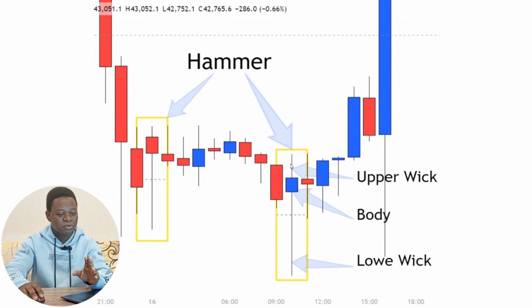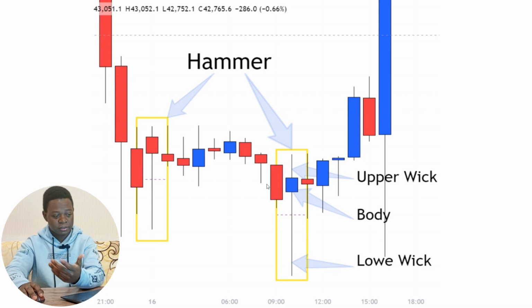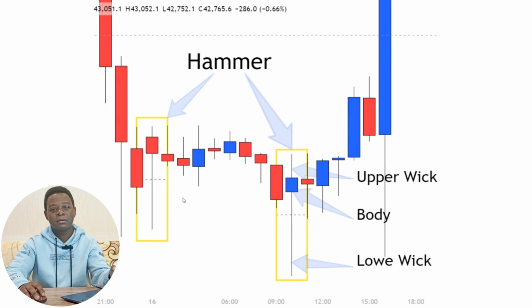Same thing. We have two wicks here. We have the upper wick, the lower wick, and then we have the body. This kind of hammer, as you can see, can be red, it can be green. In this case, we are using blue. What does that mean? The hammer can be a bearish hammer, as you can see in this yellow area, or it can be a bullish hammer.